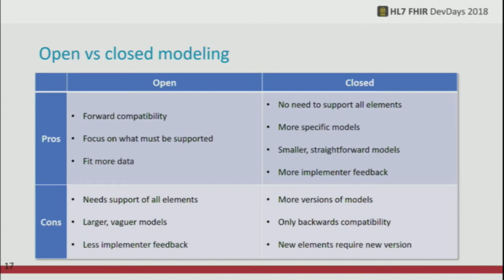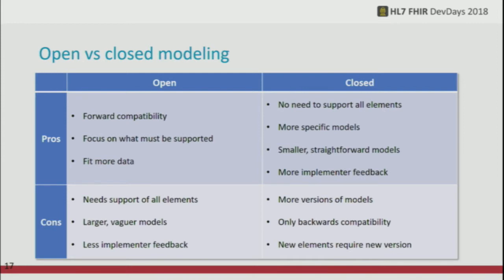And you get much more implementer feedback actually, because when you don't specify an element, you leave it out, and people are not allowed to use it, and they will come to you. They will ask, why can't I put my data in this element? I want to. And then you can make a new version and tweak it, so you'll get a lot of implementer feedback if you do that. The cons are that you get more portions of your model, so you will have to iterate really fast. It's only backwards compatible. New elements require a new version, which is bad.